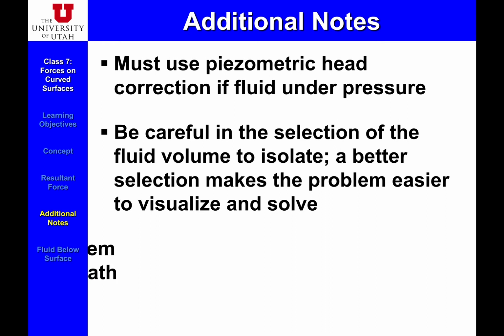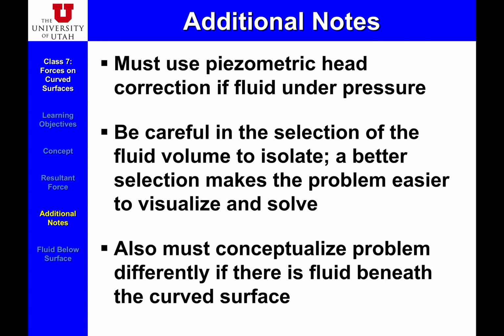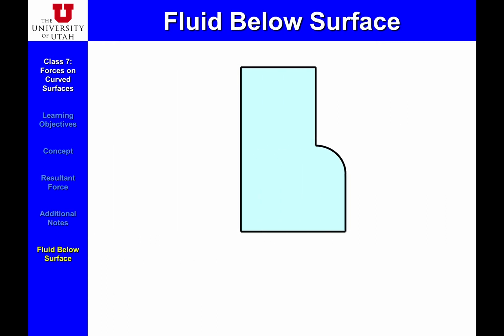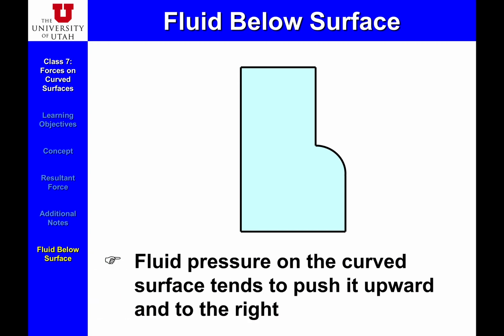And then the last thing I want to talk about is that we have to do some things a little bit differently if there's a fluid beneath the curved surface. And let's take the next couple of slides to talk about that. So in this example here, we have a tank that has a curved surface, but you'll see that there's no fluid above the curved surface, right where the curved surface occurs. And so how the heck do we work to solve this? I'm going to just show you a few things.